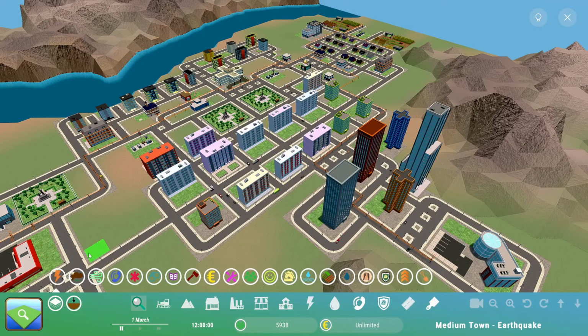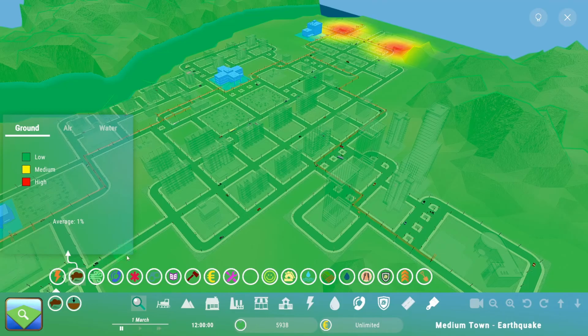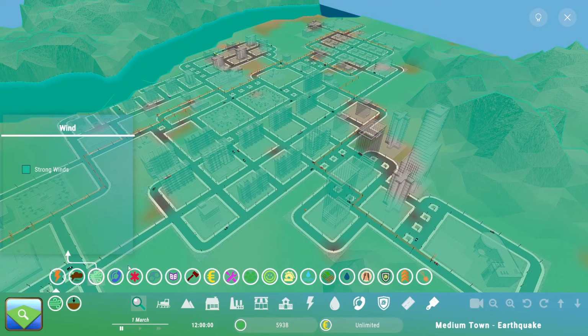The first one is showing the energy, and you can see at a glance thanks to the different colors and the legend here, where you have low energy, medium energy and high energy in the city. The legend also displays how much is produced and consumed and how much of the city is covered. In the pollution tab you can see where the ground, air and water pollution happens. This gives you the map of the wind, where they are set and where you should put your wind turbines.